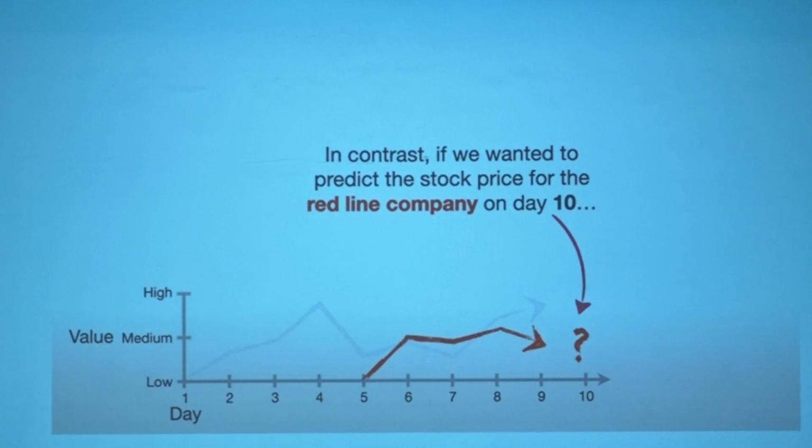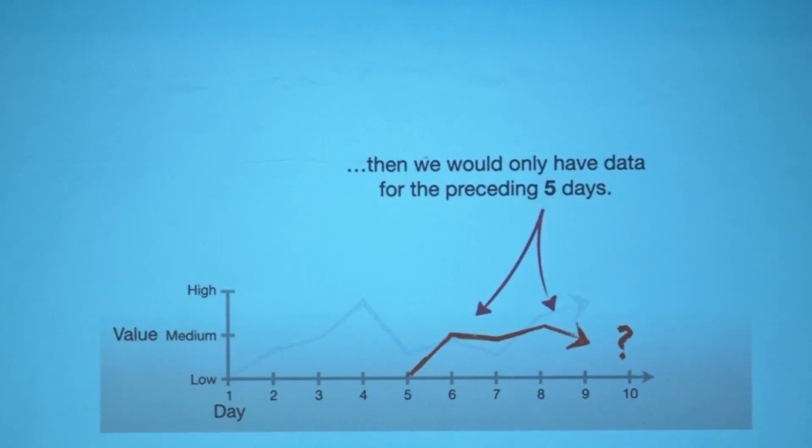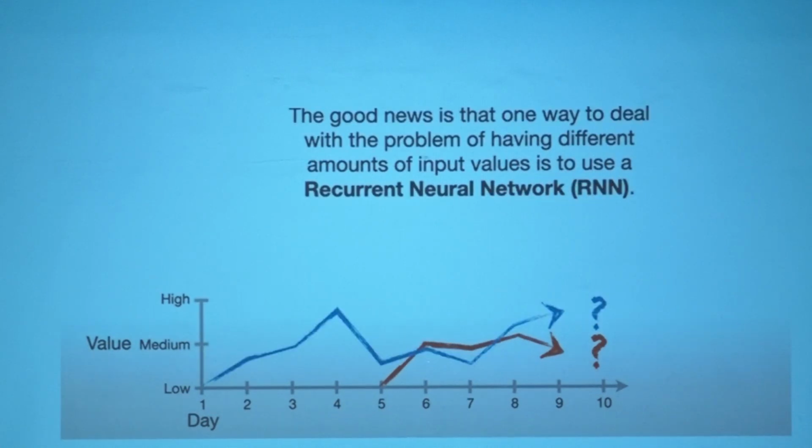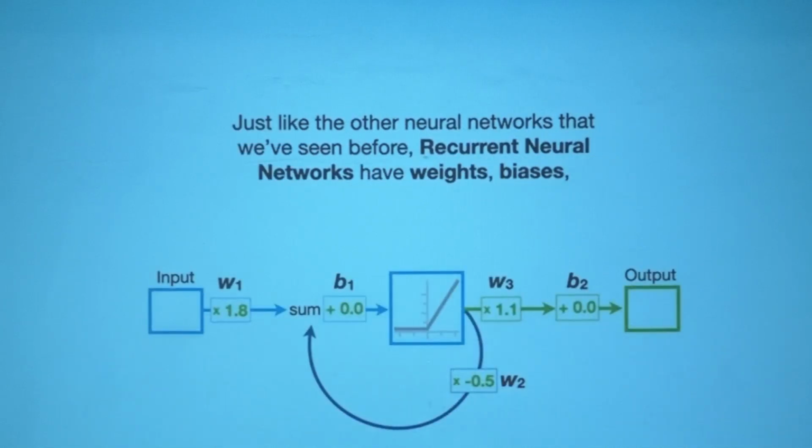Now what about the red line? I want to predict day 10 based on what? Day 5 to day 9. Okay. So for this we use which type of neural networks? RNN. Okay. Now what do you observe in this figure?